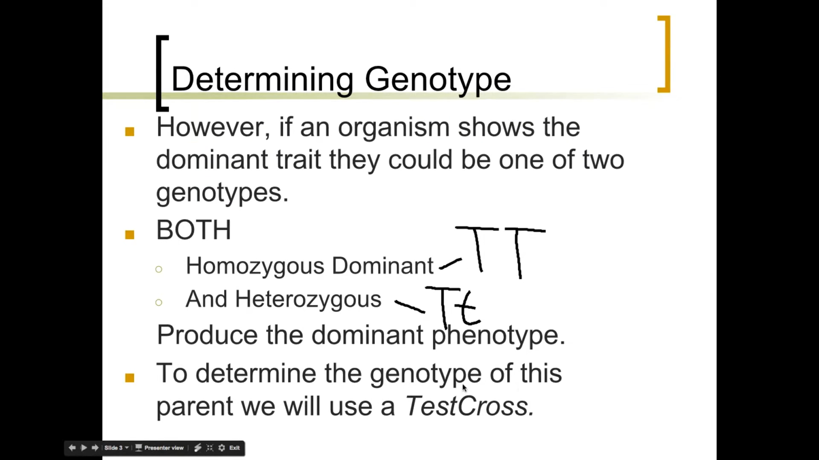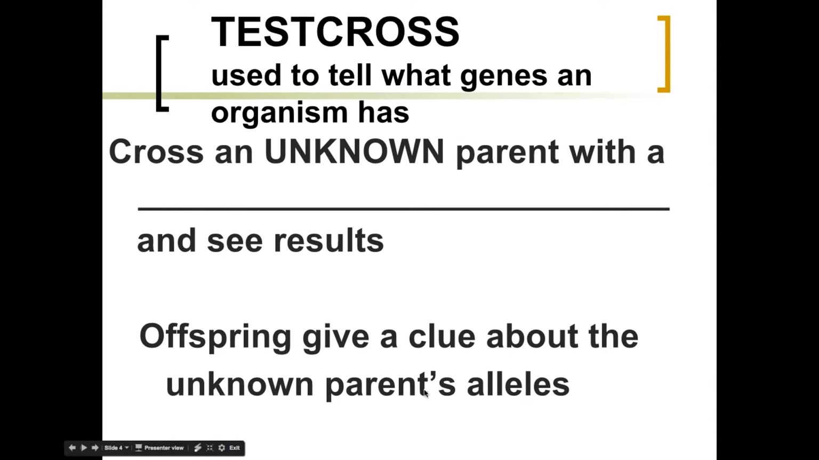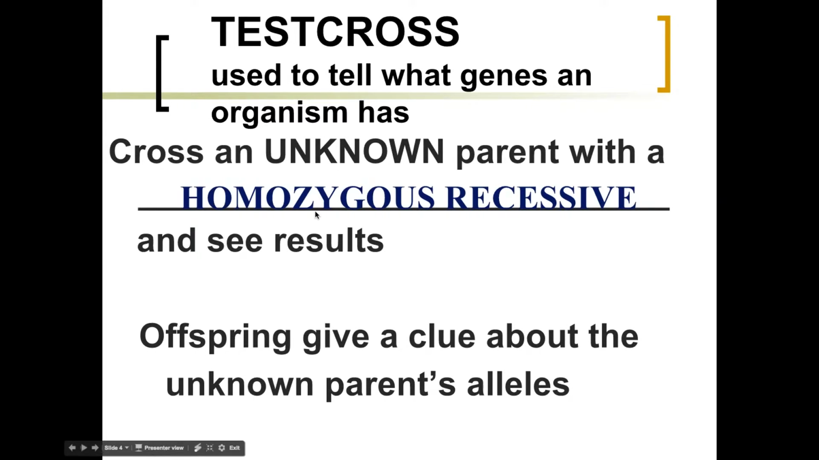So when we see an organism showing the dominant trait, to figure out what his actual genotype is, we do something called a test cross. A test cross is when we take that unknown organism with a dominant allele, and we cross them with a homozygous recessive individual, and we look at their children. The reason why we use someone who's homozygous recessive is that we can see individuals with the recessive trait. We know they have two alleles. We know they're two lowercase alleles. So these are always our knowns. So that's why we're going to cross our unknown with someone who is known.